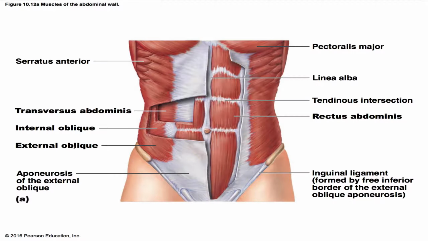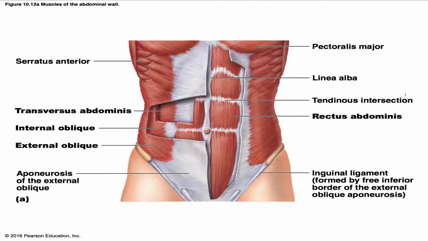The external obliques are the largest and the most superficial of the three lateral muscles. Their fibers run downwards and medially. This is the same direction as when you take your hands and stick them in your side pockets. So the direction that your fingers are running is the direction that this muscle runs. The aponeurosis turns under inferiorly and forms the inguinal ligament.